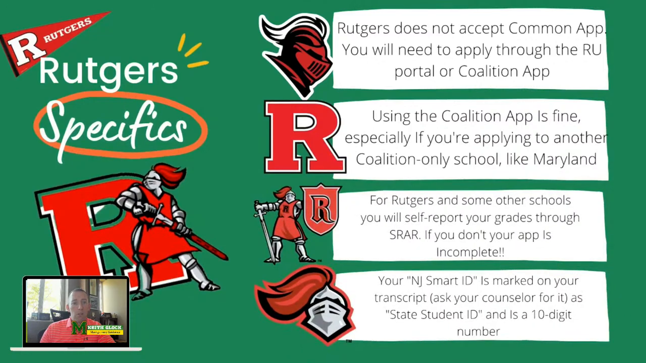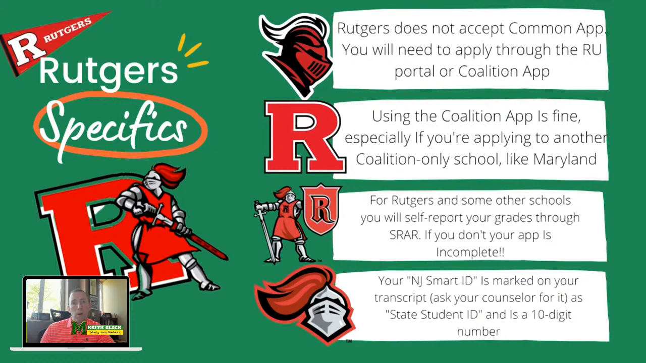I want to talk about Rutgers specifically a little bit here. We already talked about the top two items. The third item is that unlike standardized testing scores, schools like Rutgers and some others throughout the country utilize another website called SRAR. It stands for Self-Reported Academic Record.